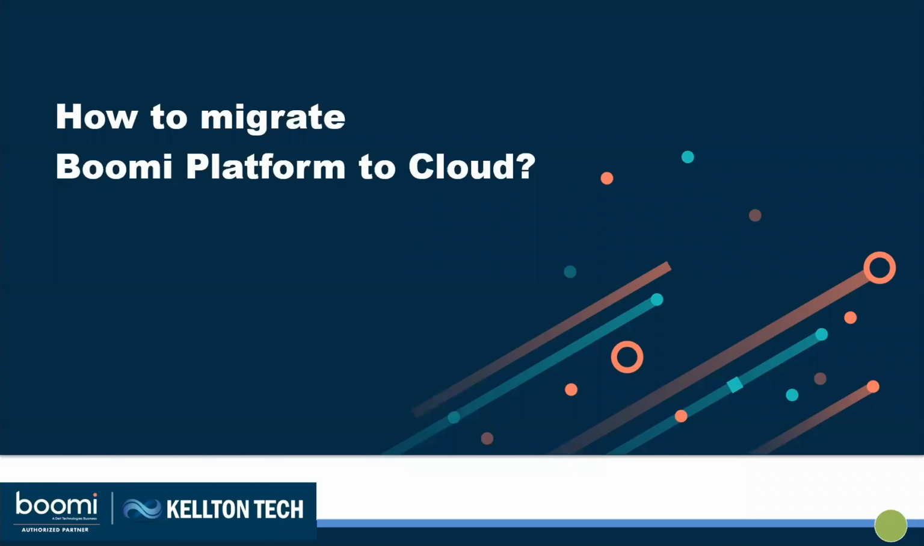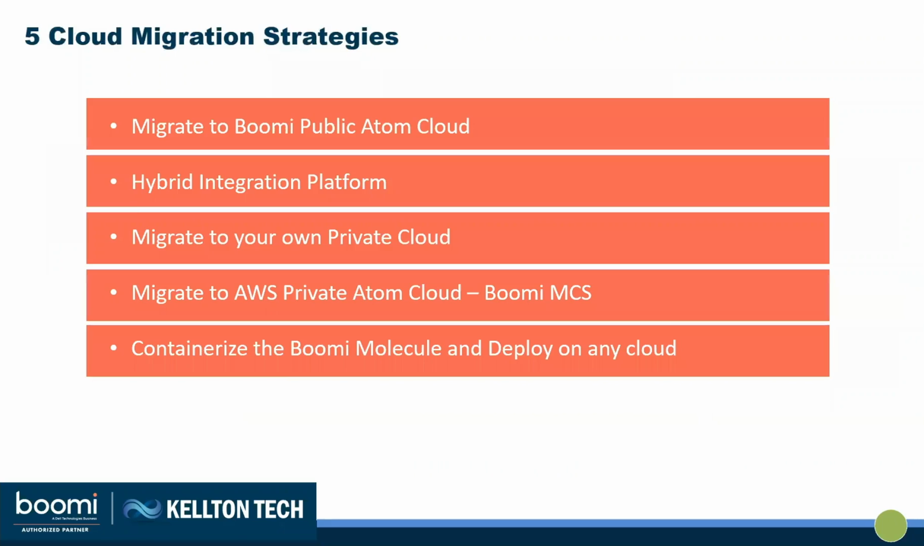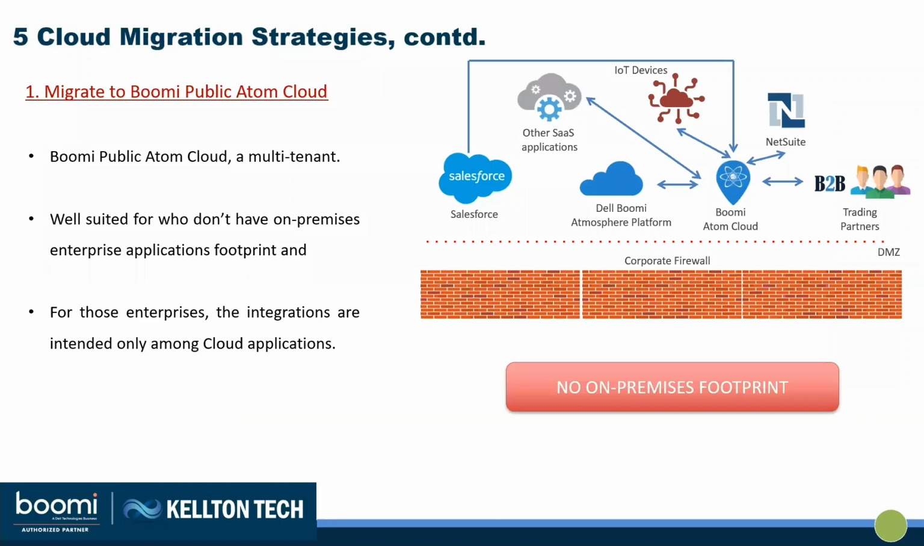Well, now that we talked about the drivers of Boomi Cloud and the advantages of Boomi, how do we get there? Here are the five strategies that you can consider. First one is to migrate to Boomi Public Atom Cloud. The Boomi Public Atom Cloud essentially doesn't need any on-premises footprint.